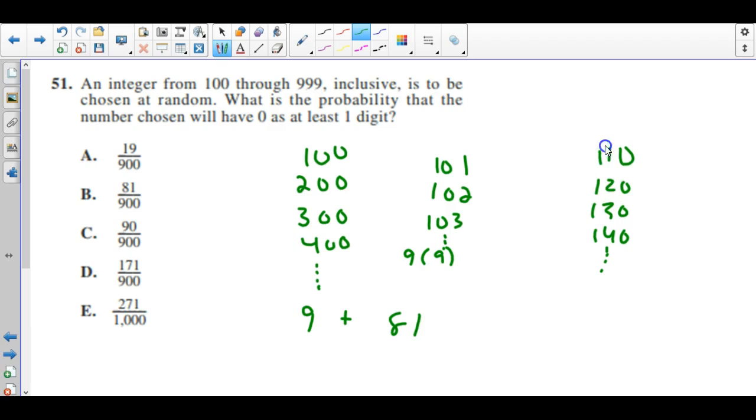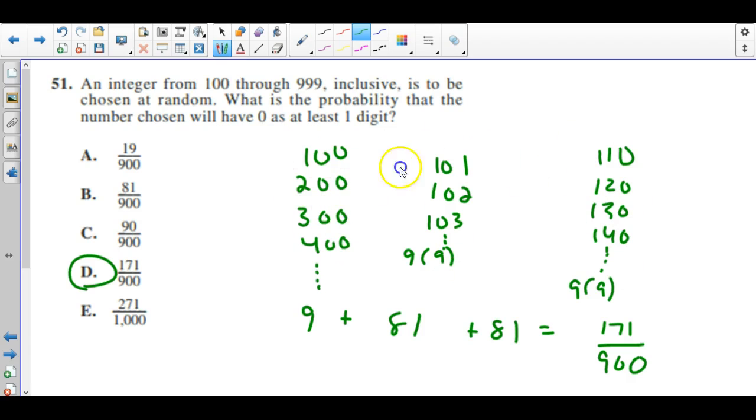And same thing, this could be 210, 220, 230, 240. So I have 9 times my 9, which again, that's another 81 values. So that's a total of 171 values are going to have 0 in them at some point, and there are 900 total values, so 171 over 900 is the probability. So it's got some pretty confusing logic in terms of where those zeros are. So you just have to analyze the different ways that you could express these values with having 0 in them.